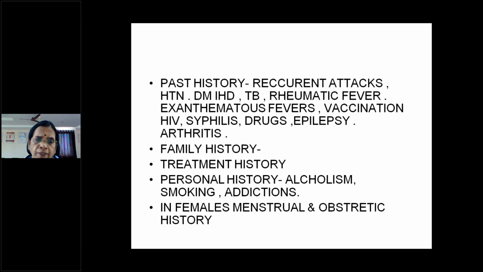Then next comes the personal history, usually alcoholism. Alcoholism can produce dry beriberi, where they can have peripheral nerve involvement. They can have alcoholism, smoking, and then drug addictions. Drug addictions can also produce involvement of the nervous system. They can have a degenerative manifestation. And in a female, menstrual history and obstetric history are also important.